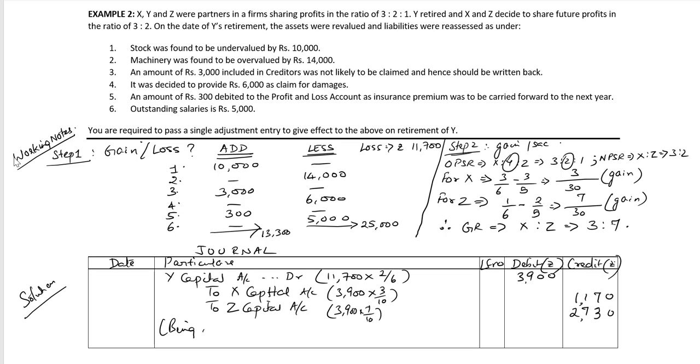being single adjustment entry passed to give effect to revaluation of assets and liabilities. So this is a single adjustment entry that needs to be passed using the second method.